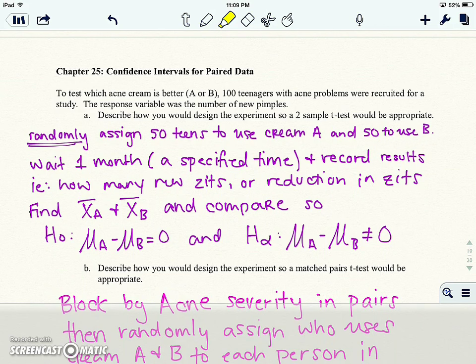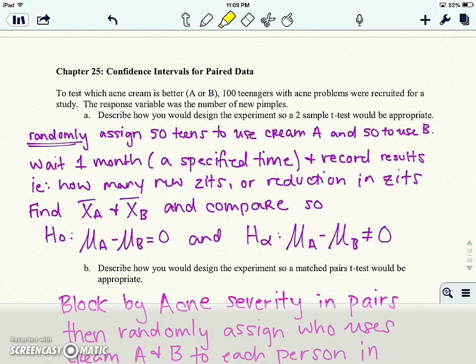So here's an example. To test which acne cream is better, A or B, 100 teenagers with acne problems were recruited for a study. The response variable was determined by the number of new pimples the students got. Okay, let's describe how we could design this experiment so a 2-sample t-test would be appropriate. So this is what we did the day before.